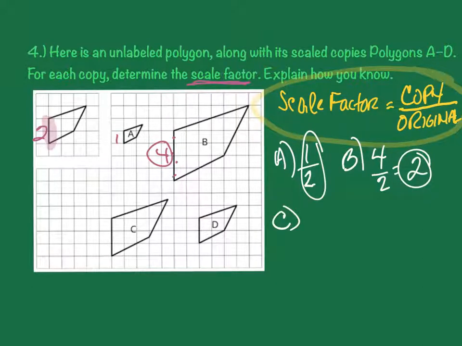Next is C. If I look at my copy, it's 3. And I know that I have to divide my copy, which is 3, divided by the original 2. You can leave it right like that. It's 3/2. I know some of you are desperate to make that 1.5. It's fine, either one, when we're using scale factor. Both work.